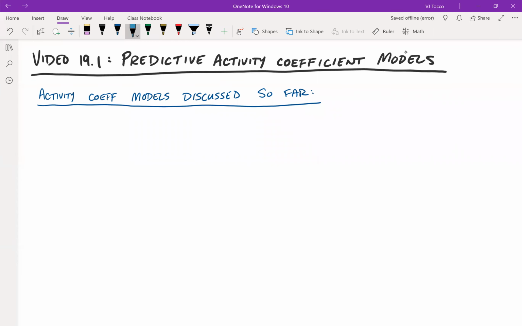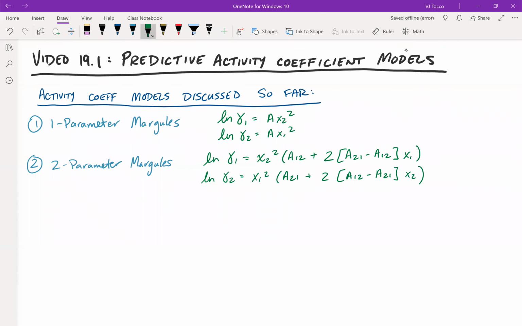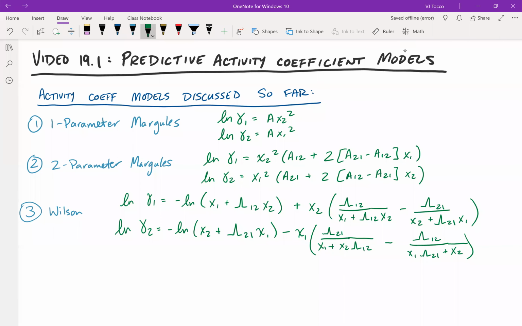So far in phase equilibria, we've discussed three models for activity coefficient models. Those have been the one-parameter Margules model, the two-parameter Margules model, and the Wilson model. So hopefully these three models and these three equations are a good summary of what we've covered so far. I also wanted to quickly address, before I move on, a couple of other ones that your Sandler text mentions.